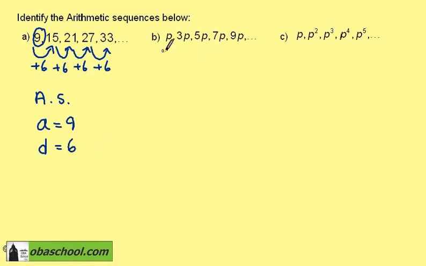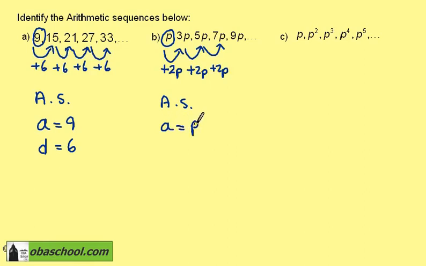Considering this term, we can see the difference is 2p being added each time. So we continue this sequence by adding 2p each time. So this is an arithmetic sequence. The first term is p, and the common difference is 2p.